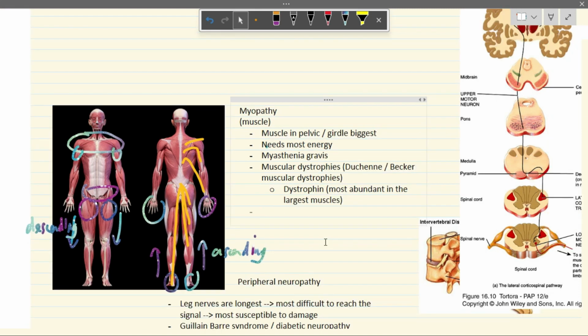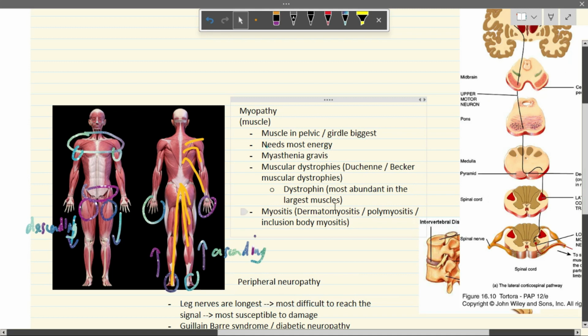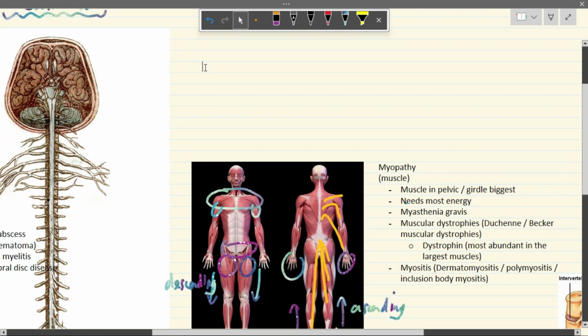Other myopathies, such as inflammatory myopathy known as myositis, such as dermatomyositis, polymyositis, or inclusion body myositis, are also autoimmune conditions that damage the muscles. So whatever is affecting the muscles, we're going to think of proximal muscles first. Now, how about the symptoms?